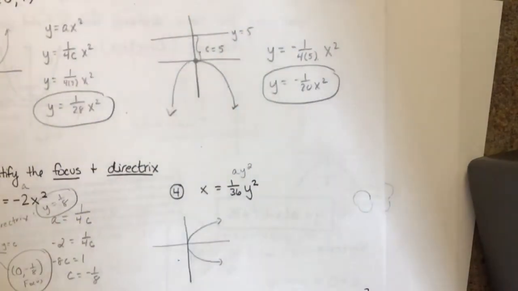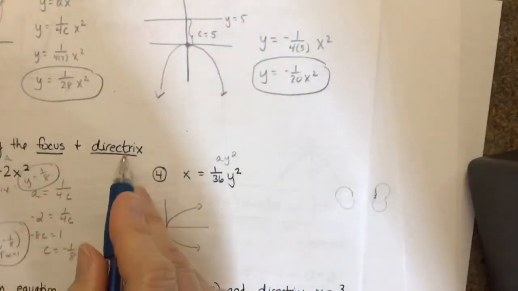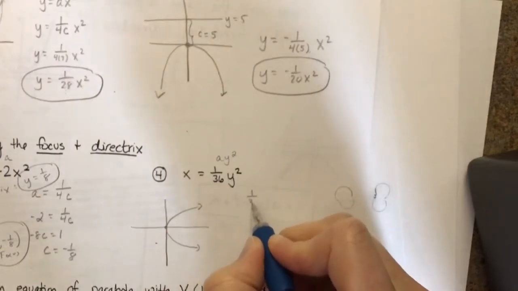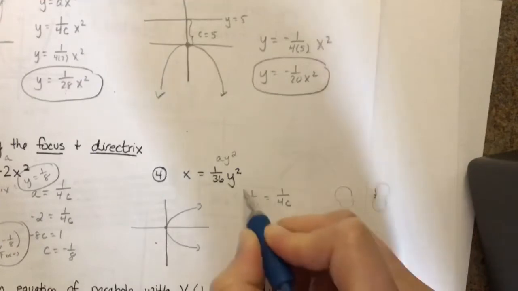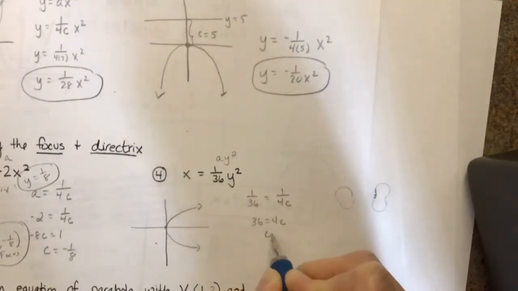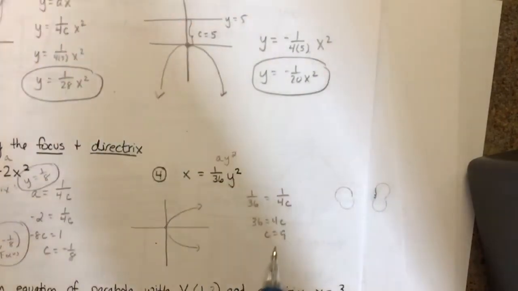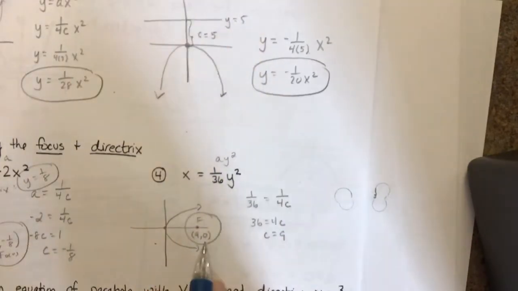All right. The vertex is 0, 0. All right. I need to find the focus and the directrix, meaning I need to find the c number. And a, 1 over 36 equals 1 over 4c. Cross multiply. 36 equals 4c. C is 9. So what is the focus? It is 9, 0. This point right here.